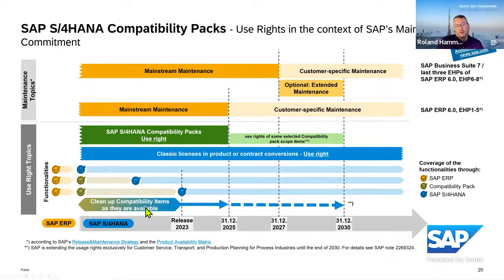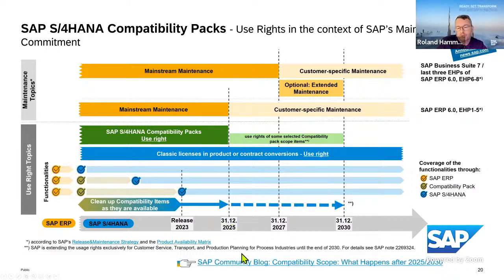So as you can see, the advice is that you clean up the compatibility items as they are available, either as part of your migration from ERP to SAP S/4HANA, or in a separate project, or as part of an upgrade project between different S/4HANA releases. However, watch these timelines here. Use rights end of 2025.